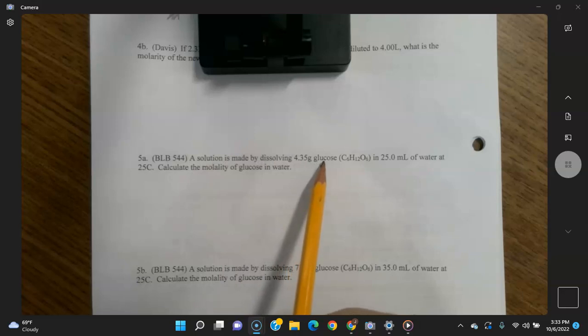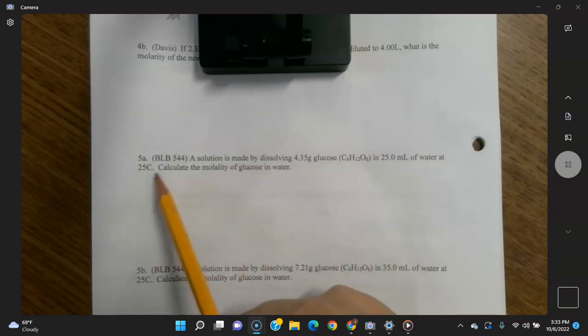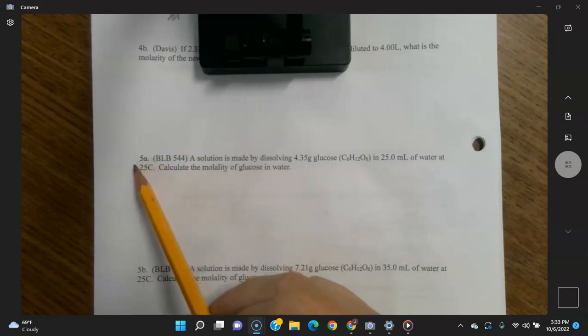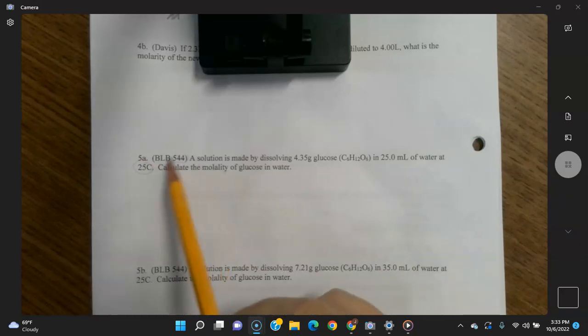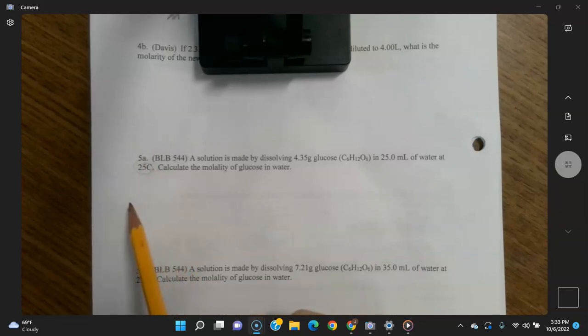So a solution is made by dissolving 4.35 grams of glucose, that's this, in 25 milliliters of water at 25 degrees centigrade. Calculate the molality. So we're trying to find molality. Now, students sometimes see this and they wonder, well, what's that have to do? Do I have to put that number in somewhere? And the answer is no. 25 degrees centigrade, we haven't talked about temperature yet in this class, but it's roughly room temperature. So it means that it's at pretty normal temperature. It's not some unusual temperature. So the answer is you really don't do anything with that. It's just telling you it's kind of done at normal room temperature.